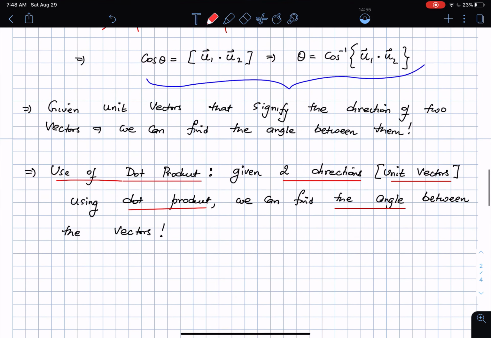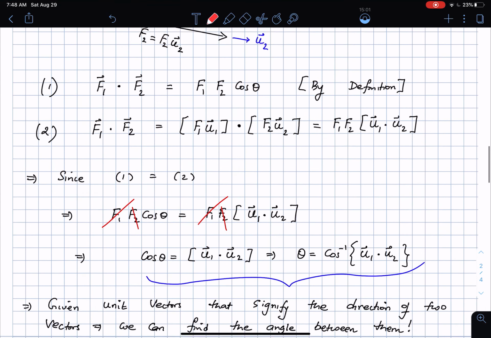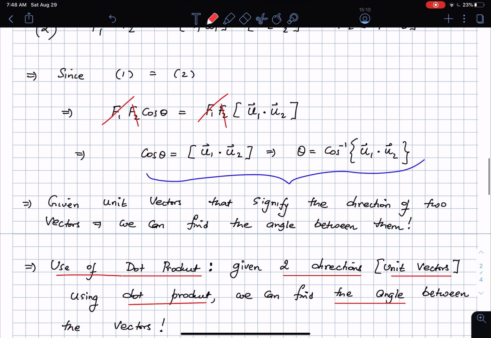And so something that you want to remember is that if I have unit vectors u1 and u2, which signify the direction of two vectors, and I want to find the angle between them, then I just have to do the dot product, which is cosine theta is equal to u1 dotted with u2. And what we will be doing next is we will be exercising these ideas on certain problems, and then you'll see the niceties that are involved in using this idea. All right, thank you very much.